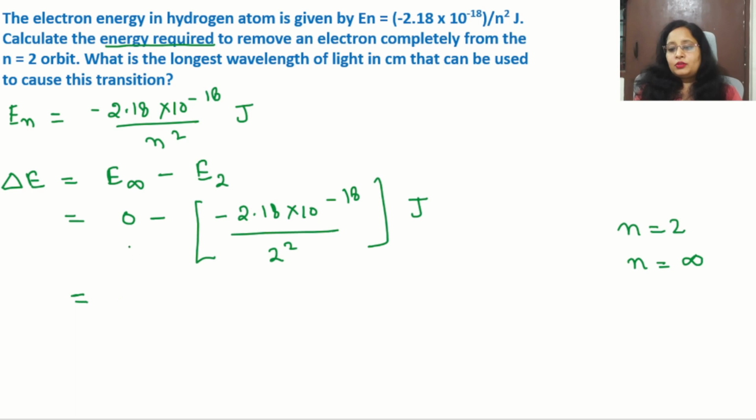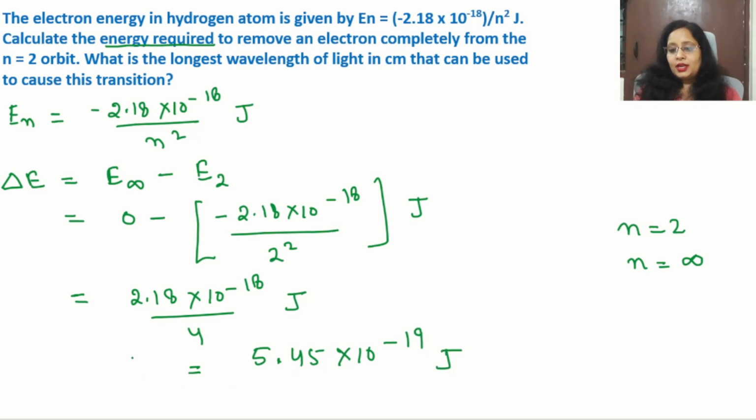So after doing all the calculation we will get 2.18 into 10 to the power minus 18 upon 2 twos are 4, joule. And the final answer after calculation should be 5.45 into 10 to the power minus 19 joule. This is the energy required for the transition of the electron from the second orbit to infinity. So this is the first part of the question.